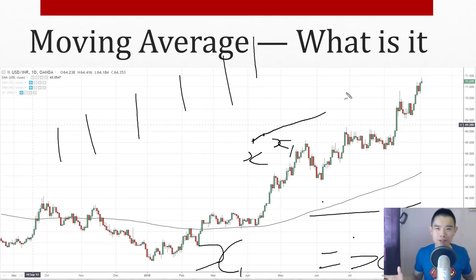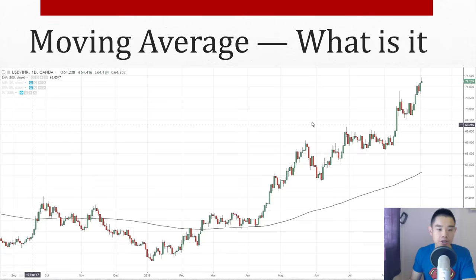Of course, there are many variations of it. You can use the high, the low, or the weighted version of the high and low, etc. But this is the core concept behind it. You're summarizing the past price action, the past data, to give you a smooth line on your chart. So this is how a moving average is calculated.